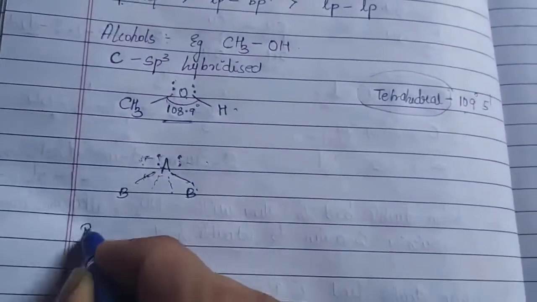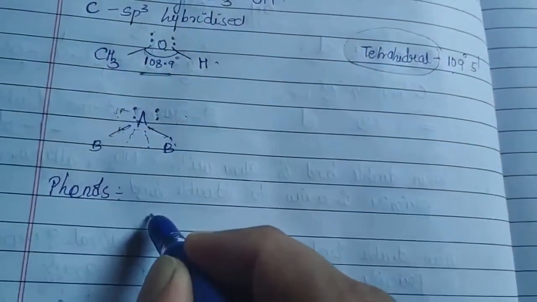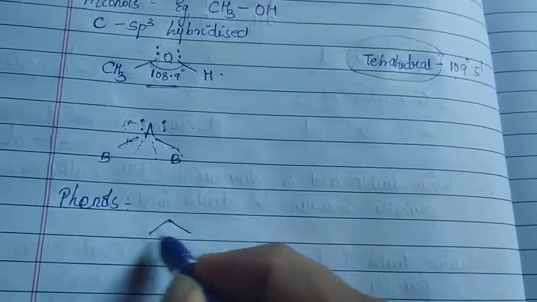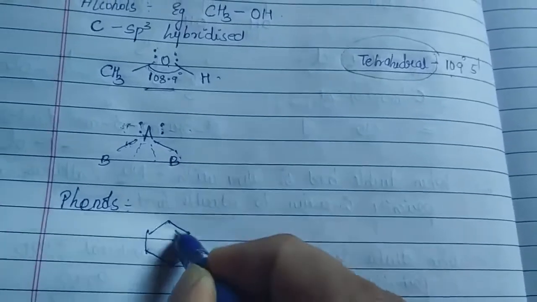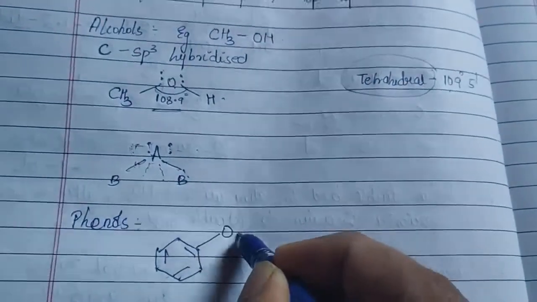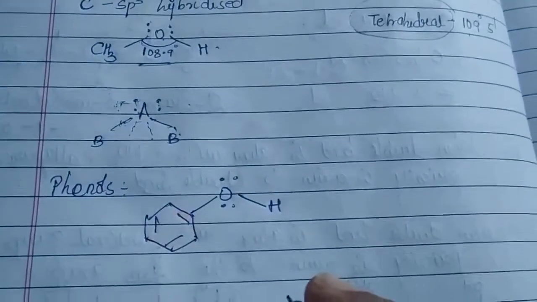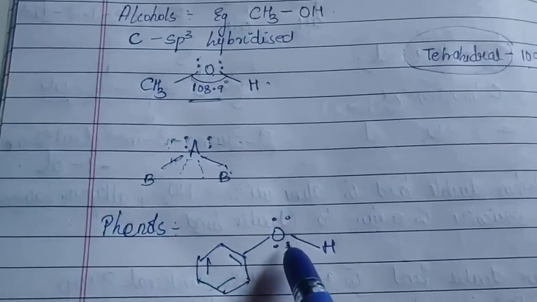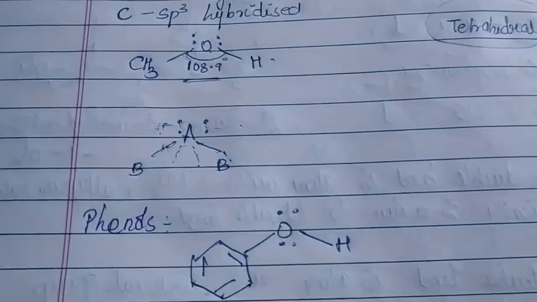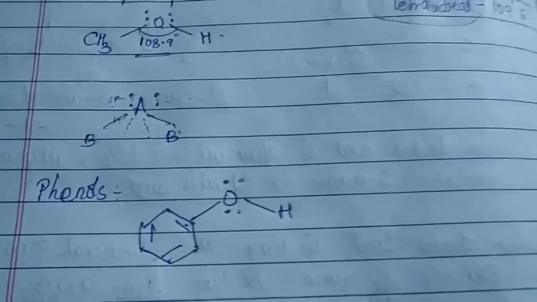But now if I consider the phenols, what happens? Yes, I can write my phenols in this way, which is my benzene ring being attached to my OH group. So what happens over here? When I'm calculating the bond angle, before that I have to mention: your oxygen will be an sp3 hybridized atom, whereas our carbon will be an sp2 hybridized carbon atom.